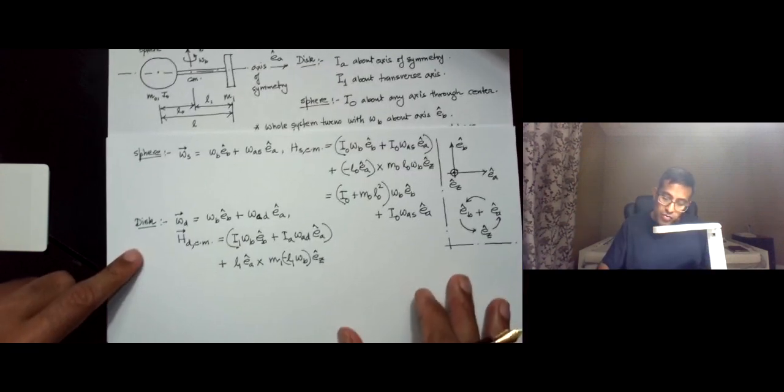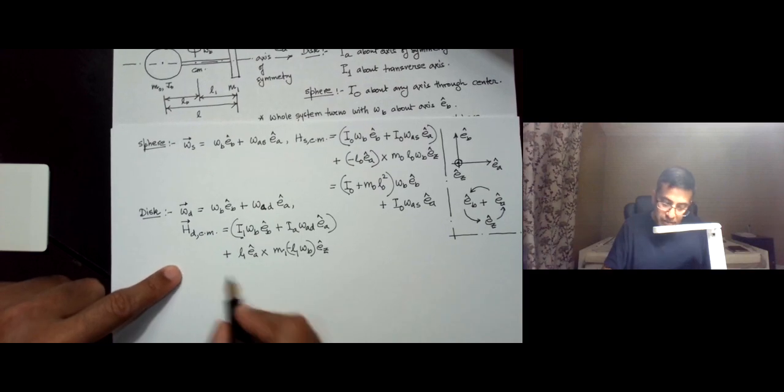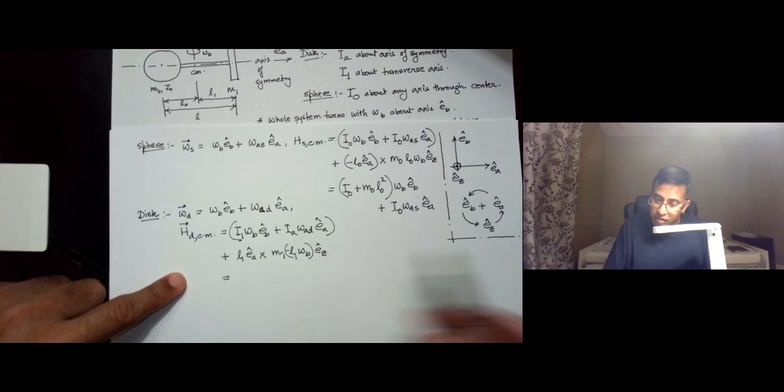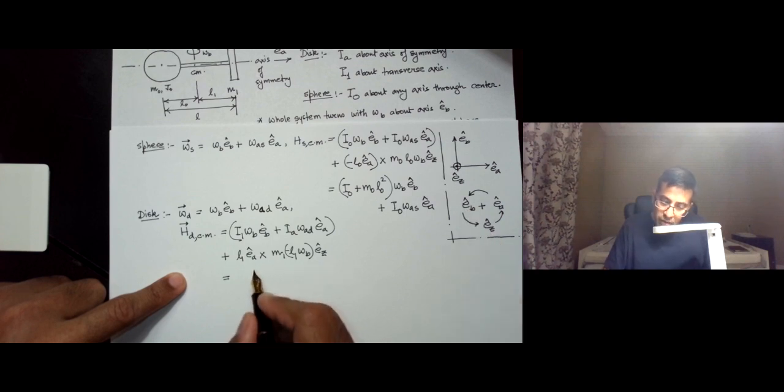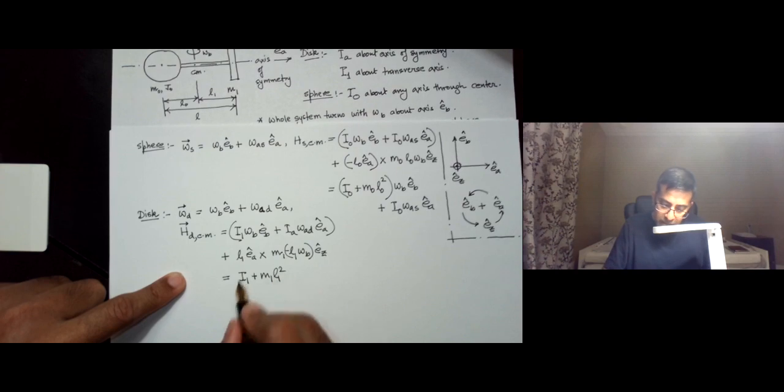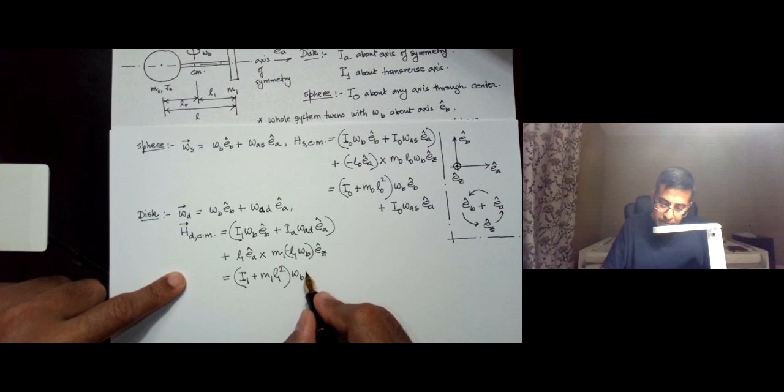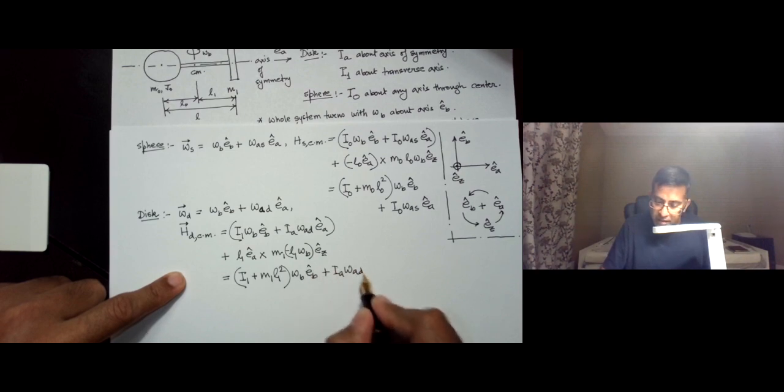Okay, so let's carry out this cross product and add these two. When we do EA cross EZ, we are moving in the reverse direction, so negative EB. So what we will have is I1 plus M1 L1 squared, times omega b EB, plus IA omega AD EA.